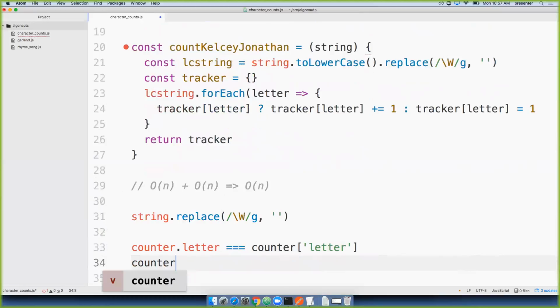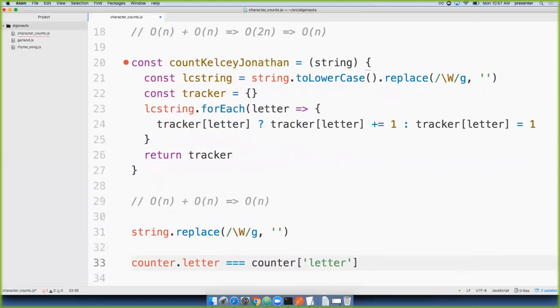And it does not. You guys see that? Cool. Sorry, I'm delayed. Okay. All right. Counter letter equals counter letter, but not counter letter. Yeah, I know. Try saying that. Try and explain that to somebody out loud.